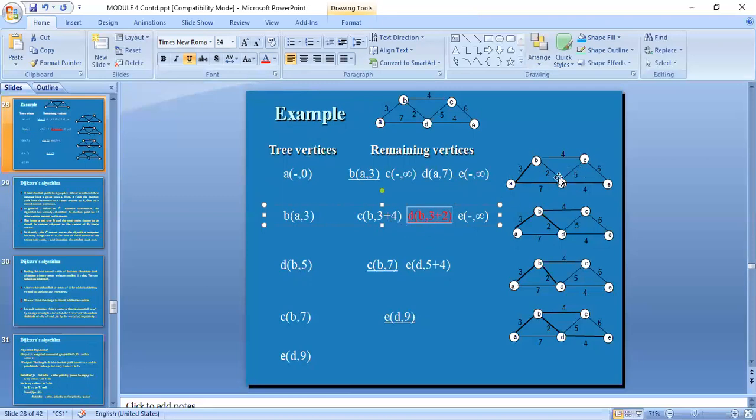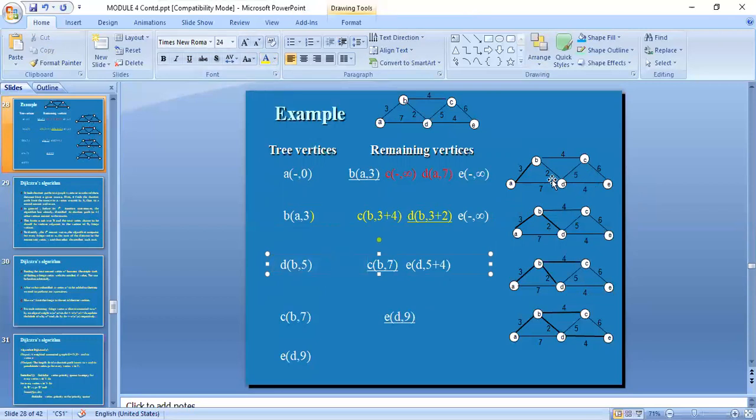Now, A to C, there was no edge, so the value was infinity in the previous step. But now when B is acting as the intermediate vertex, you will be saying it as C of B comma 3 plus 4. A to B is 3 plus B to C is 4. So C of B comma 3 plus 4 is 7. Understood? So infinity and 7, 7 is minimum. So we are considering that. But is there an edge from B to E? No. So it is still infinity only. So among 7 and 5, which is minimum? 5 is minimum. So the next vertex which you have chosen is D.